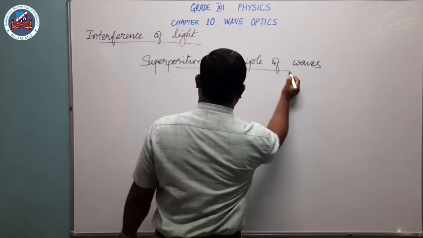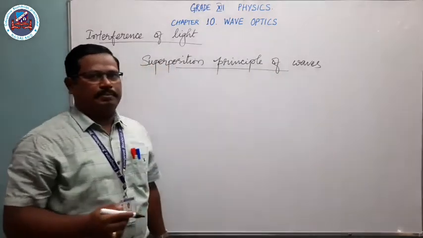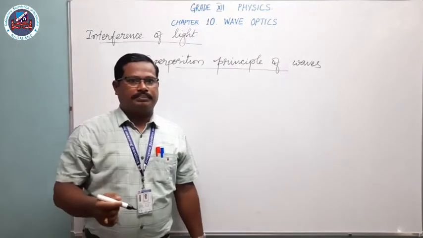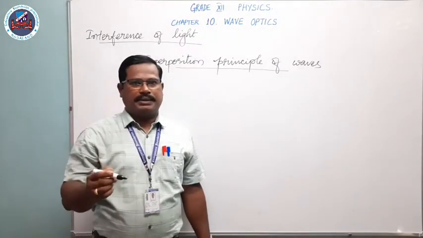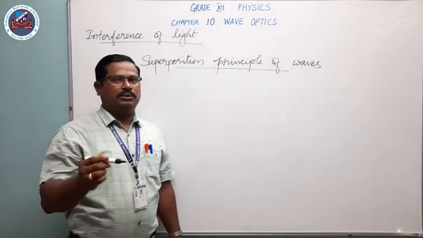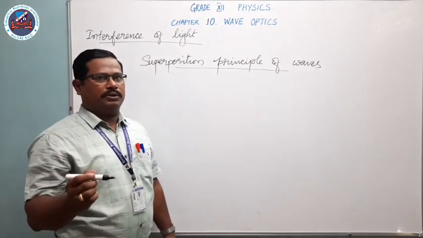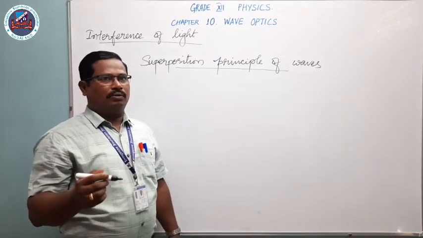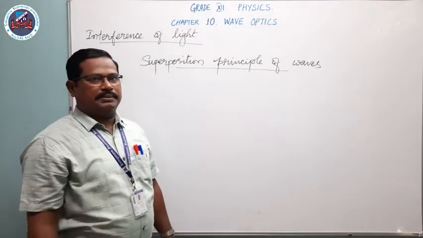According to this principle, at a particular point in a medium, the resultant displacement of a wave will be equal to the algebraic sum, or we call it as the vector sum of all the individual displacements.